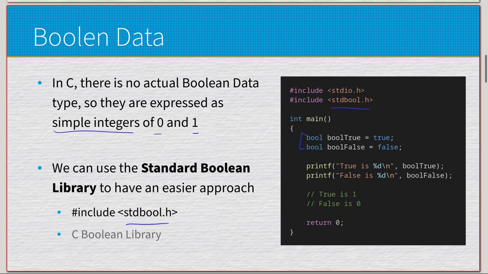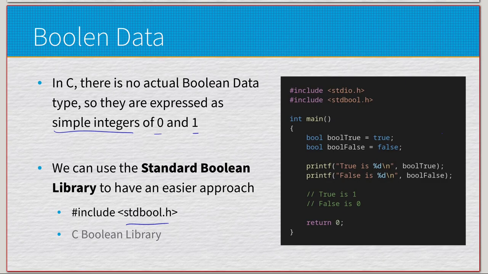This bool true equals true is the same as int true equals 1. Same thing. And then for bool false equals false, this would be the same thing as int false equals zero. Not a big deal. So we have stdbool if we want to have a bit more of a straightforward approach on what we're dealing with, as opposed to just throwing zeros and ones everywhere. It's kind of the same idea of using constant variables as opposed to actual integer literals.